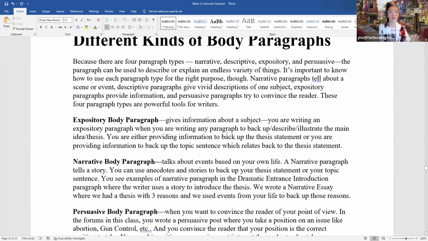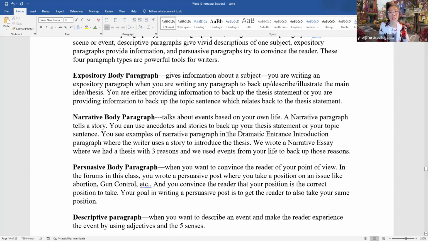Different kinds of body paragraphs. So the body paragraphs, we've covered all 4 kinds of body paragraphs in our class. Body paragraphs are paragraphs that occur inside the body of your paper, inside the middle of your paper. And so you can have an expository body paragraph where you're informing the reader of your topic, a narrative body paragraph where you write about events based on your life, although narrative paragraphs don't appear as much in scientific papers. It appears mainly in a narrative essay. So you have a descriptive, expository, narrative, and persuasive. Persuasive is when you want to convince the reader of your point of view. And so we went over all of these. I think we went over narrative when we wrote the first essay.